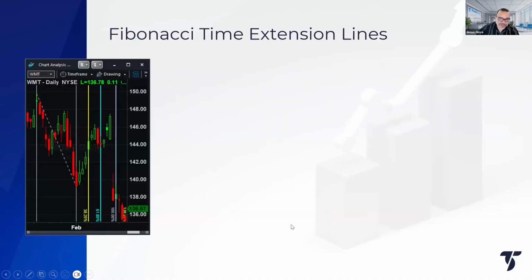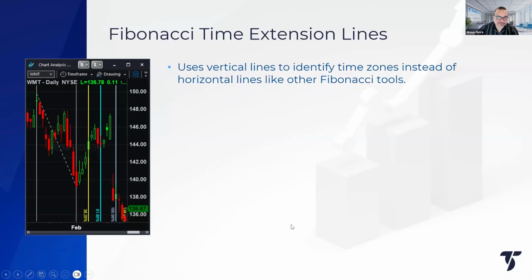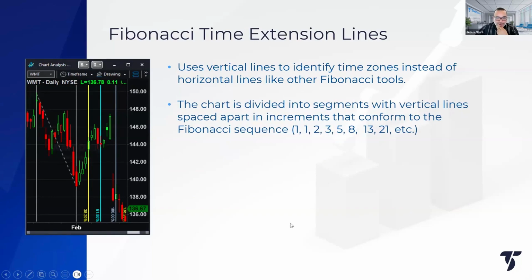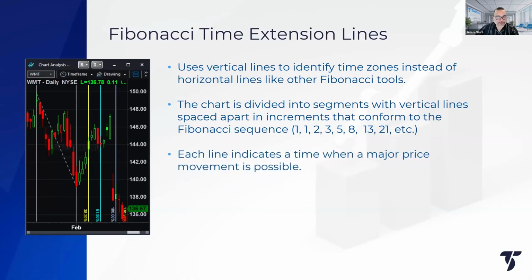Time extension lines is interesting because now we're not using prices. We're using vertical lines to identify zones based on the Fibonacci levels. So the chart is divided into segments, vertical lines, and they're spaced apart in increments that follow the Fibonacci sequence. Interesting concept, and you're going to see all these vertical lines spaced out following the Fibonacci sequence. Each line indicates a time when a major price movement is possible.